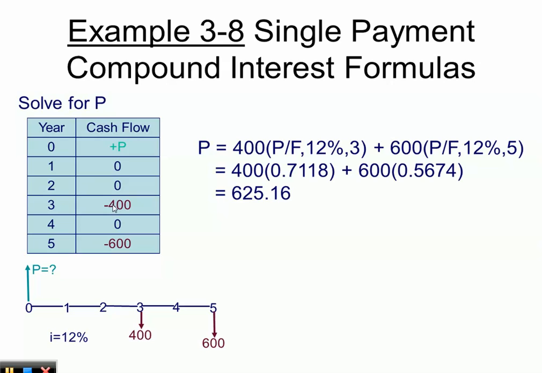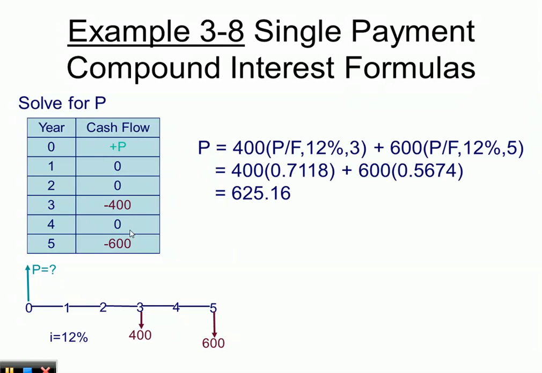Now we need to find P. We could convert the 400 to time 0, and convert the 600 at time 5 to time 0. When they're both at the same time, then we can add them up. So that's exactly what we're doing. We're taking the 400, that's at time 3, so you can see 3 here instead of n, 12 for i, and we're finding P given F. This is our F, it's in the future. We're finding its equivalent in time now.